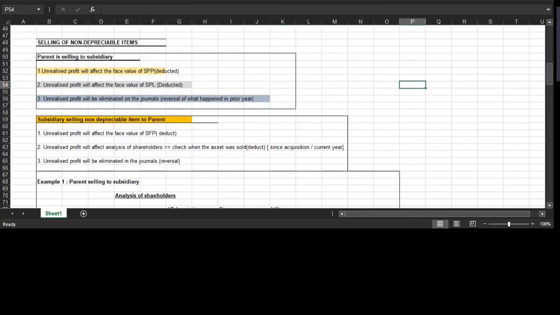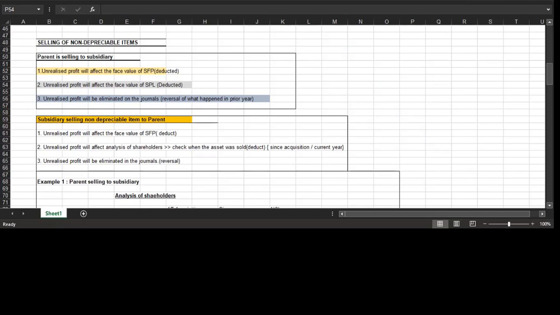Okay, now let's see. We've got a situation where the parent is selling to the subsidiary a non-depreciable item. So the unrealized profit will be deducted on the face of the statement of financial position. If the subsidiary didn't sell that property, we're going to have an unrealized profit. The unrealized profit will be deducted when we determine the statement of profit and loss. The same unrealized profit will affect the face of the SPL, where it is deducted. Then the unrealized profit will be eliminated in the journals, so we'll be doing the reversal of what happened in the prior year. Because in the prior year, you recognized the profit, but it was not sold, so it needs to be eliminated.